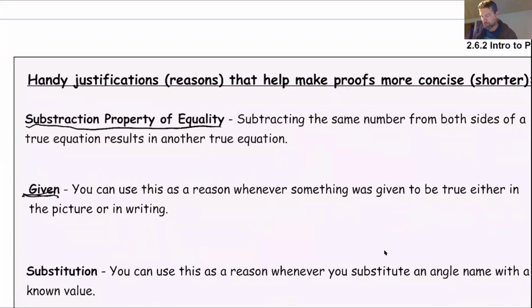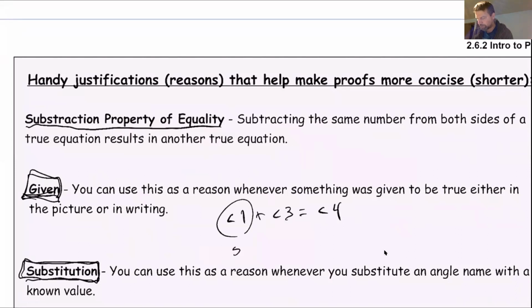This given is a super important one. Anytime you are given something to be true, you don't have to say, hey, it's true because of tick marks or because it says so in the problem. You can just say the word given. And substitution, that's a pretty big one too. Anytime you know the value of one thing and you're substituting it in, that's substitution. So if you have some equation, say angle 1 plus angle 3 equals angle 4, and you happen to know angle 1 is 50 degrees, and you happen to know angle 3 is 30 degrees, and you replace those like that, that's called substitution. I'm substituting the 50 degrees in for angle 1. I'm substituting the 30 degrees in for angle 3.